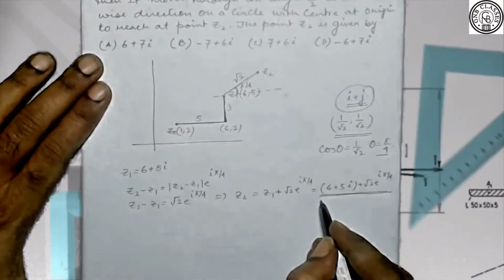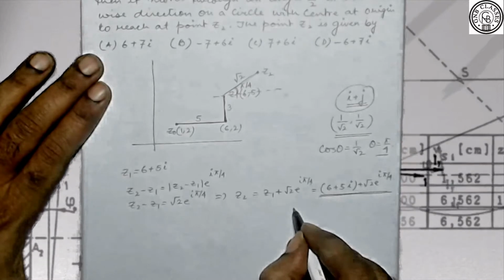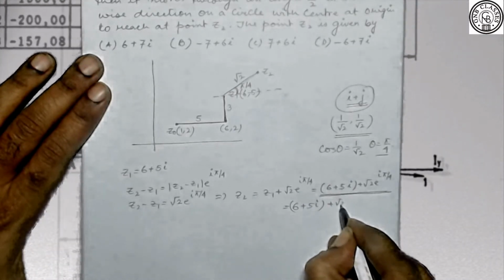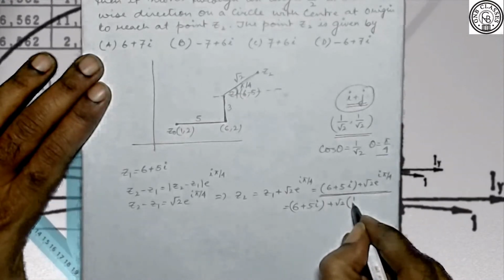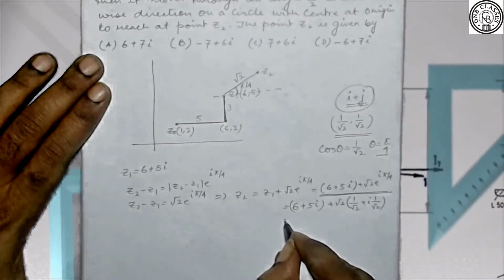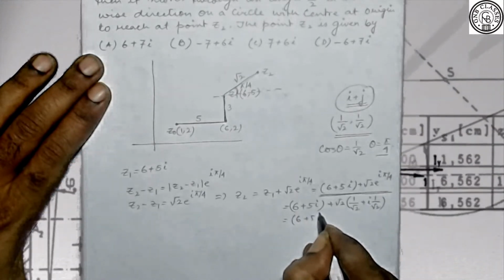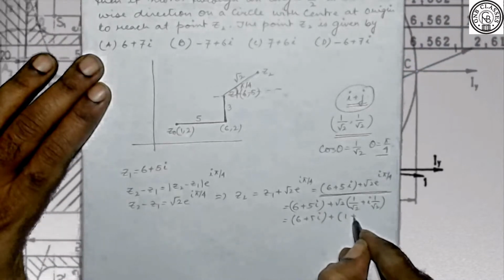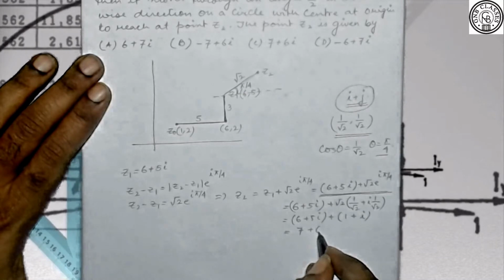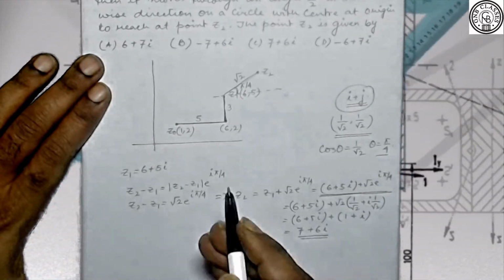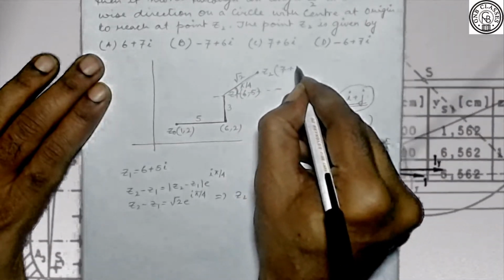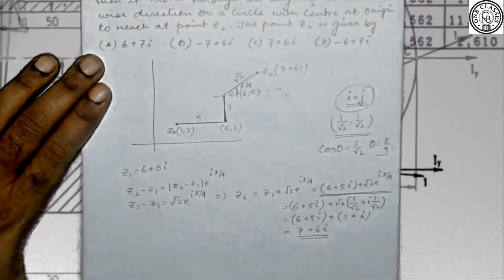Is it clear? Now let me simplify this a little bit. So it's 6 plus 5 iota plus root 2 times cos pi by 4, that is 1 by root 2, plus iota sine pi by 4, which is 1 by root 2. So it is coming to 6 plus 5 iota plus 1 plus iota. If I open the bracket, we are going to have 7 plus 6 iota. And that is the position vector of the point Z2. Let me write it here. It is 7 plus 6 iota. Is it clear?